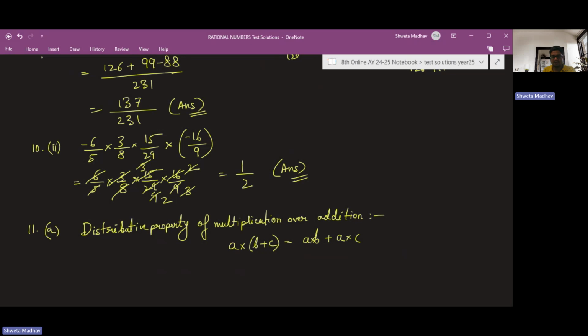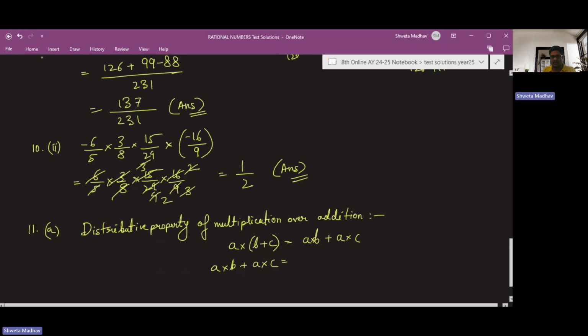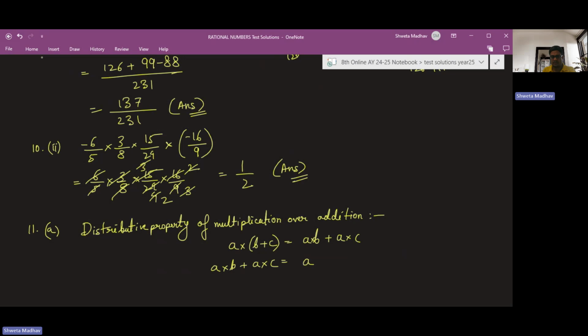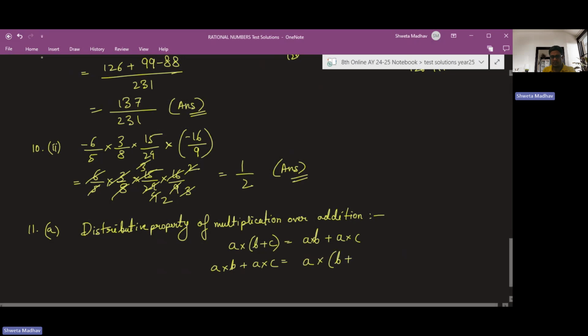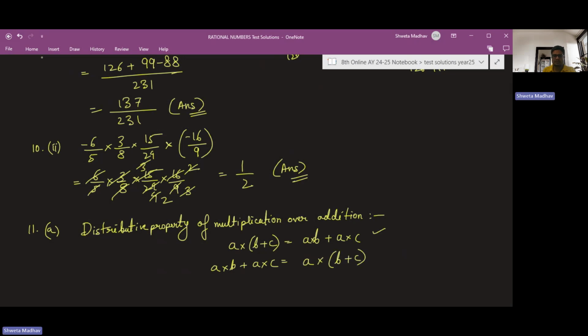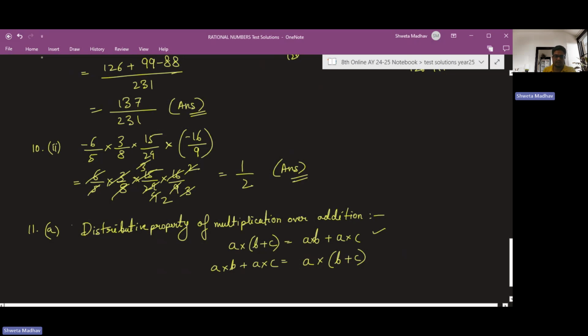So it means that if we have A into B plus A into C, then we can take A as common from each of them, and then I can say A into (B plus C) also. So this is the distributive property of multiplication over addition, and this only we have to use in part A and in part B also.